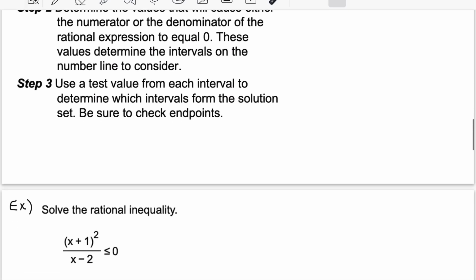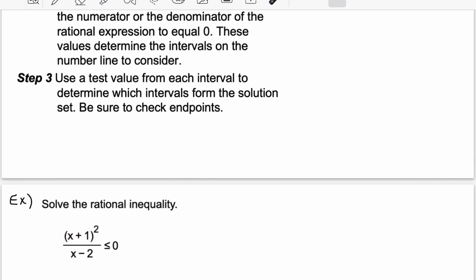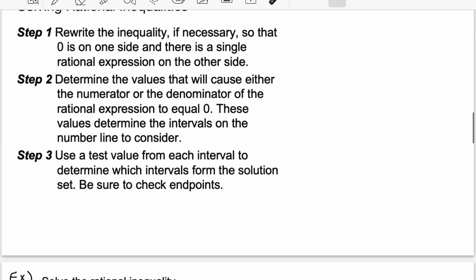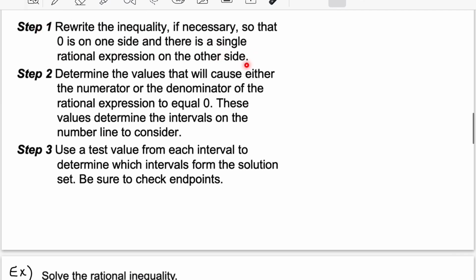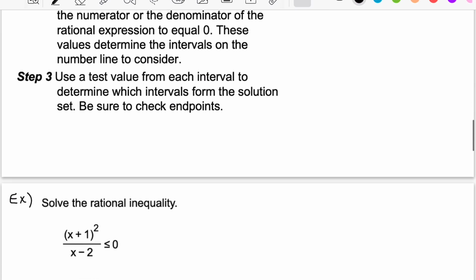So let's look at this example here. We have this rational expression, and we want to figure out for what x values will make this rational expression less than or equal to 0. So the first thing we're going to look at, well, actually step 1 we don't need to do because we already have a rational expression on one side and then 0 on the other. So step 1 is done for us.